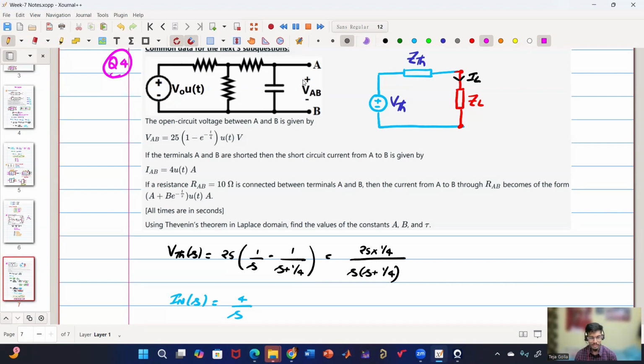For every circuit, Thevenin's theorem is applicable, sir. Yes, but it should be linear. But as this course covers only linear circuits, yes, it is applicable.